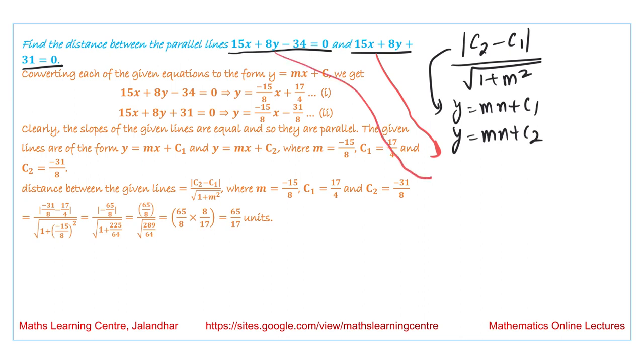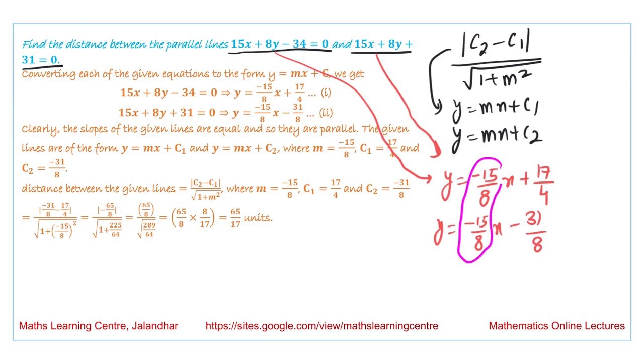So the first equation will be of the form y is equal to minus 15 by 8x plus 17 by 4, and the second equation becomes y is equal to minus 15 by 8x minus 31 by 8. So in both cases the value of m is minus 15 by 8, that is, both these lines are parallel. The value of C1 we obtain is 17 by 4, and C2 is minus 31 by 8.